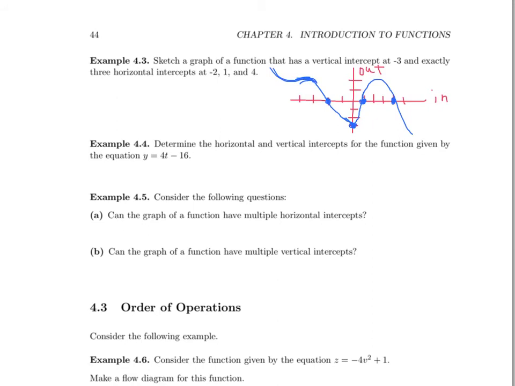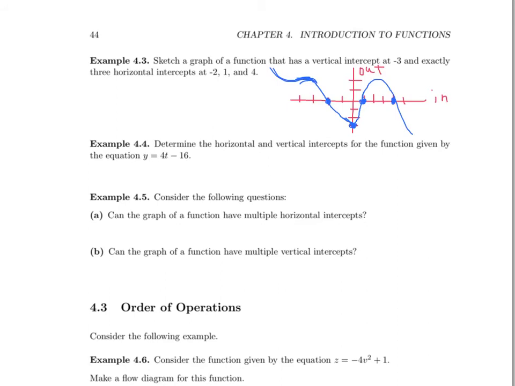Now let's look at example 4.4. Determine the horizontal and vertical intercepts for the function given by the equation y equals 4t minus 16. First of all, let's make sure we understand what this function is doing. The letter t represents the input for this function. 4 times t minus 16 gives us the output, which is represented by the letter y.